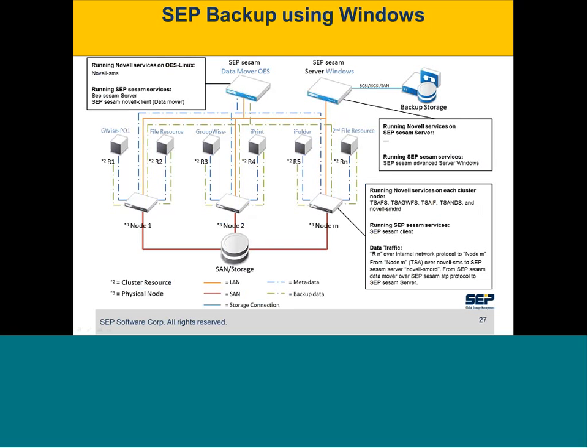If we move to a Windows server as our master backup server, so our system server can be a Windows server, the Novell services aren't going to be running on there. We will actually have a separate OES Linux box that's just running the Novell SMS pieces and the Novell client. So that client is going to be running here, and that will be our data mover. So all the backup traffic is actually going to be running to the data mover, and then the data mover is going to send that information over to the Windows box, which will then be putting it into the backup storage.